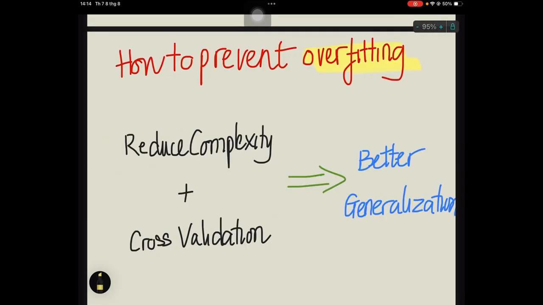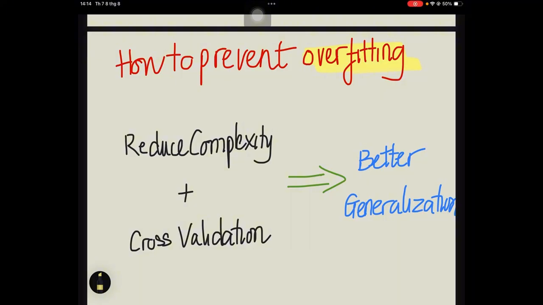So how do we prevent overfitting? The first method is reducing the model complexity. Simpler models are often more reliable. Many algorithms include penalty terms that discourage unnecessary variables. Only features that truly improve predictions remain.